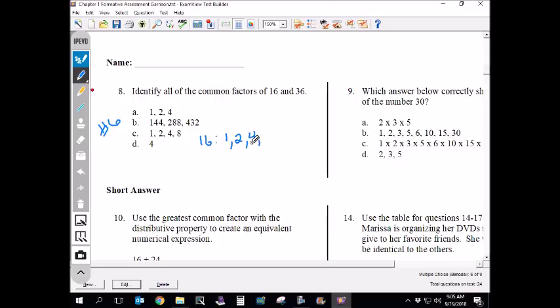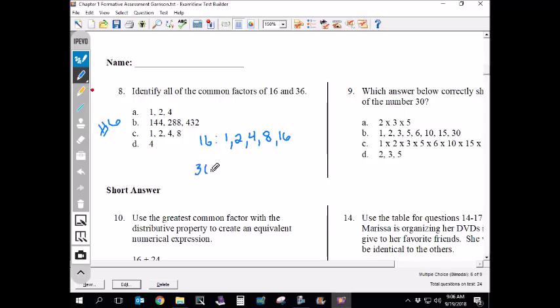I know 4 is a factor. It doesn't end in 0, so it can't have a 5. It doesn't have 6. It doesn't have 7. It does have 8, though, doesn't it? And it does have 16. So there's the only factors of 16, right?